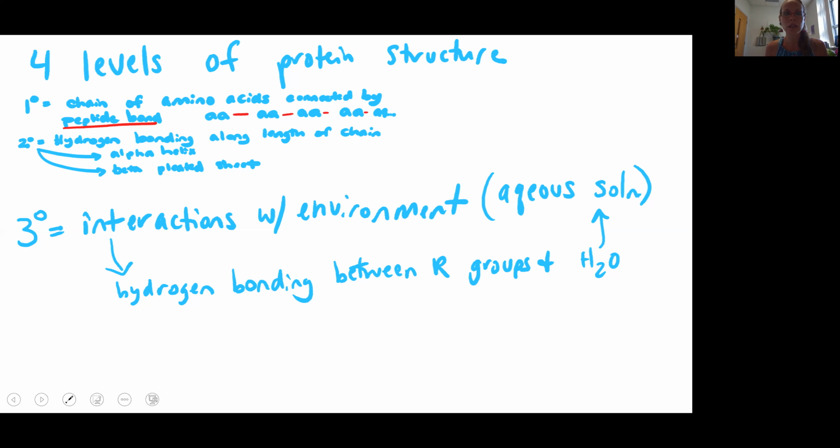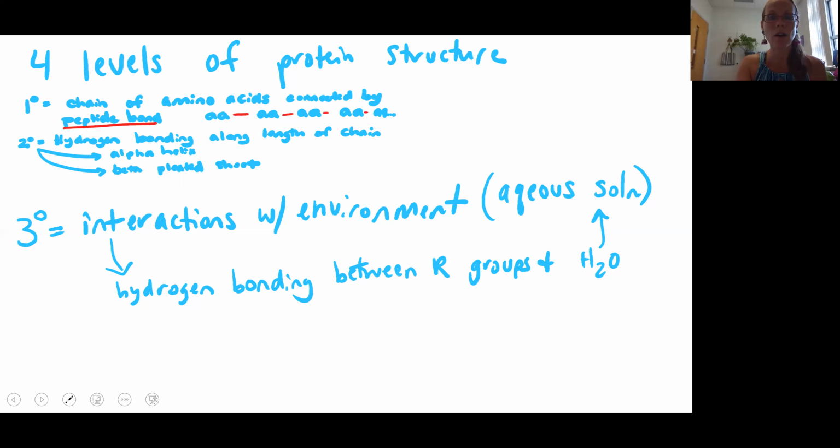And so you're going to see that these R groups, if they're polar or nonpolar, are going to have different reactions with that environment. So again, this is really one of the key reasons why we have to homeostatically regulate our internal body so that the tertiary structure of our protein will be shaped correctly.